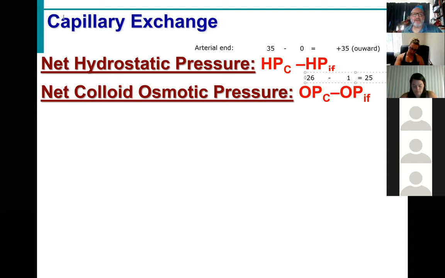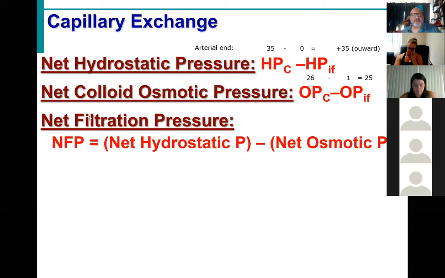And so then when we put them together into the net filtration pressure, our net hydrostatic pressure was 35. From that, we subtract 25. So what is our net filtration pressure? Positive 10. And being a positive 10, what does that tell us? Outward force. So at the arterial end, let's go back to our picture.